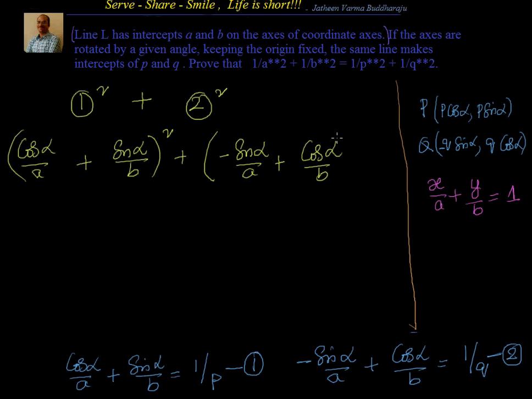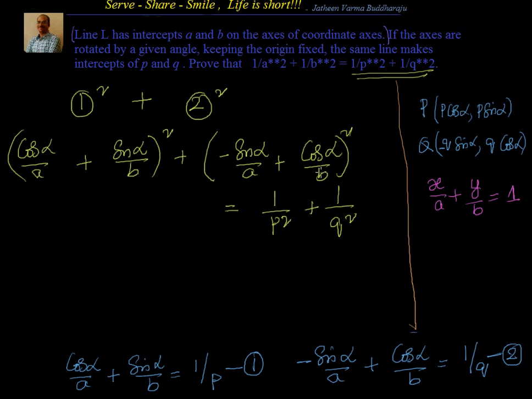on the left hand side is equal to, on the right hand side it will be 1 by p square plus 1 by q square. So you can see we already got 1 by p square plus 1 by q square. We will try to simplify on the other side.